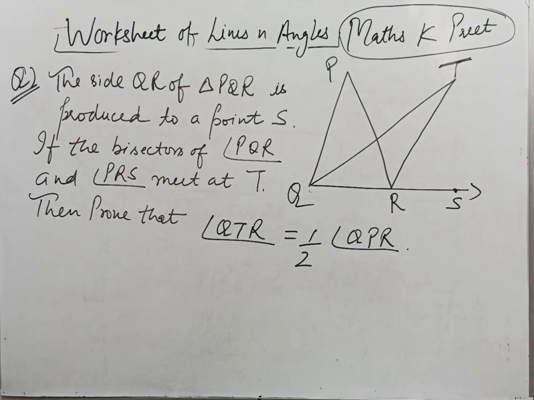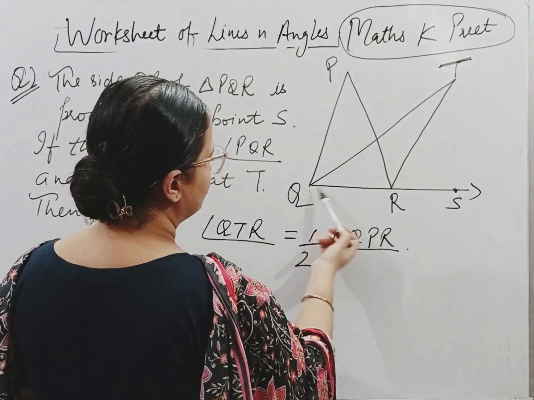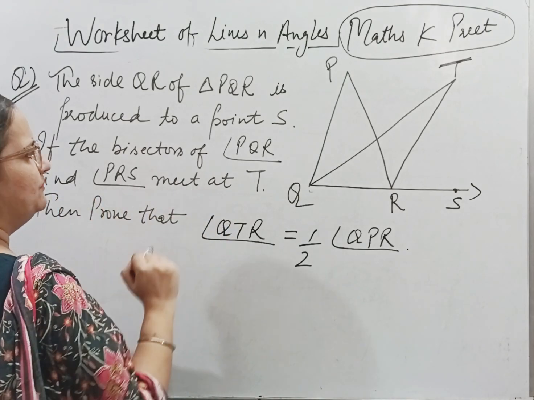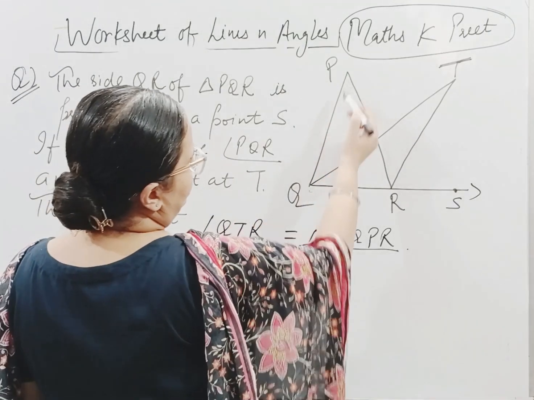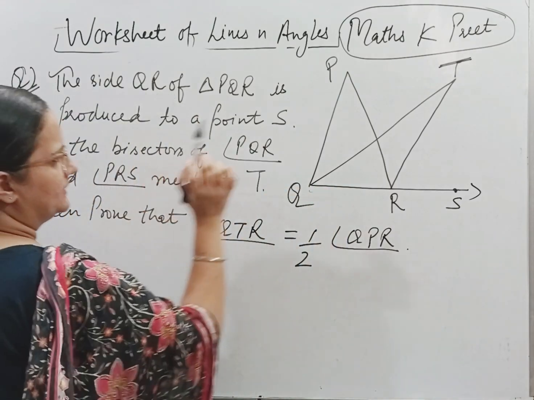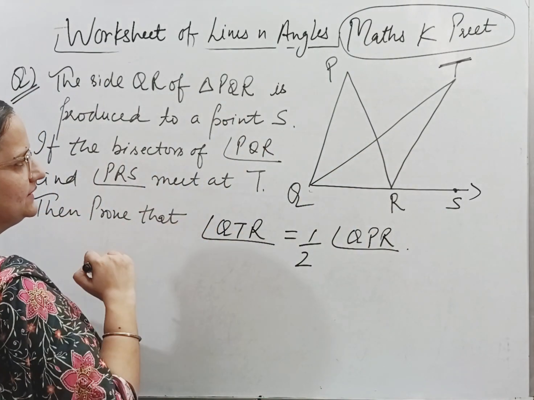Let's see the question. Very important question this is. So I'm going to give the solution here thoroughly for this question. The side QR of triangle PQR. This figure is given to us. This is triangle PQR and the side QR is produced to point S. Fine till here. If the bisectors of angle PQR, this angle, and of PRS, this angle, it's saying the bisectors of these two angles are meeting at T.